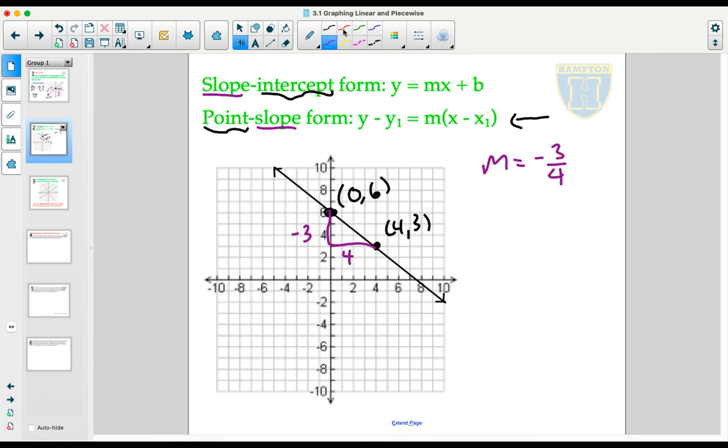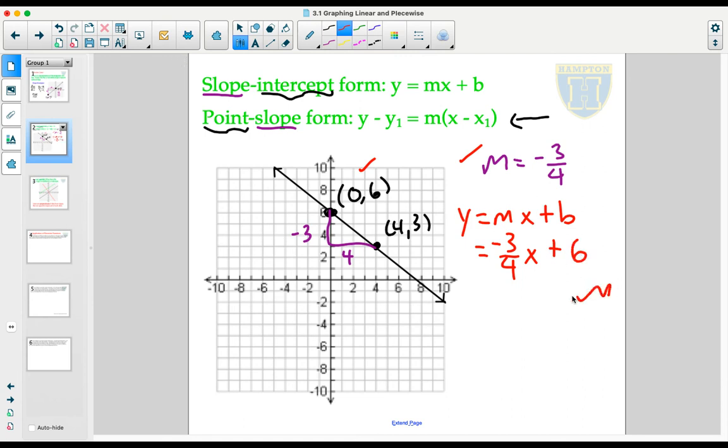Because I have that slope, and because I have the y-intercept, I could jump directly to the slope-intercept form. The slope-intercept form requires that I make the slope of the line the coefficient of x, and I finish with the intercept of the line.